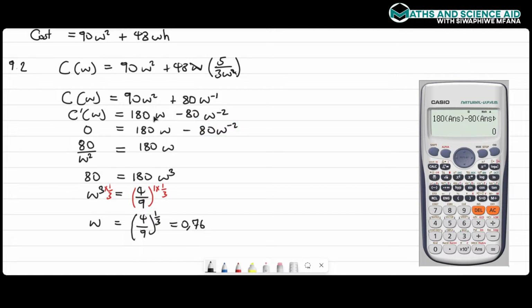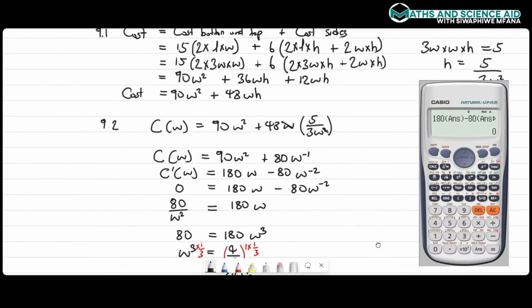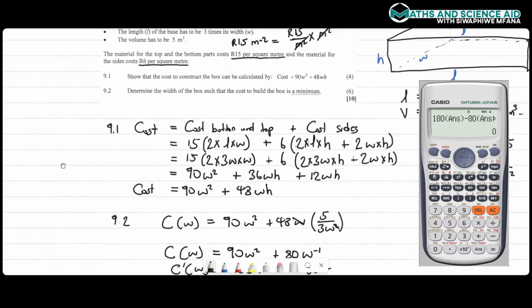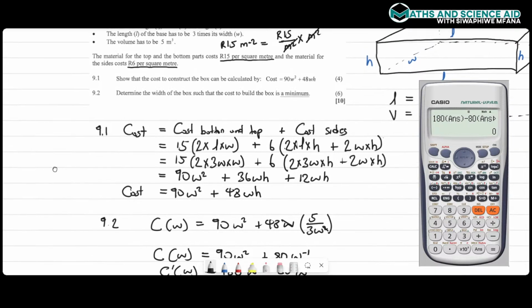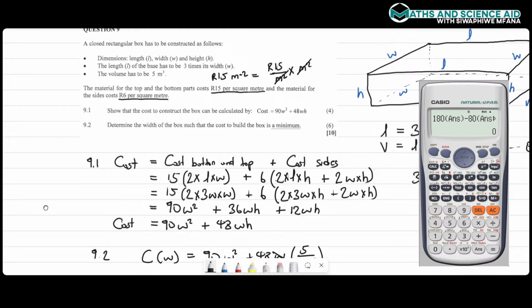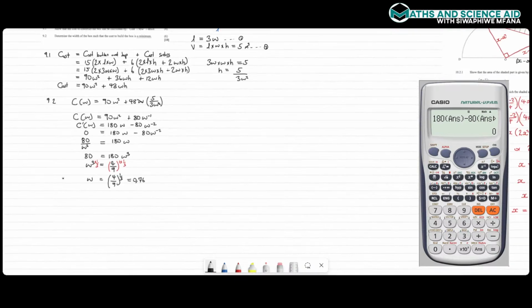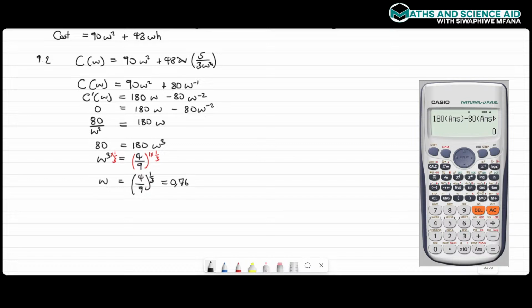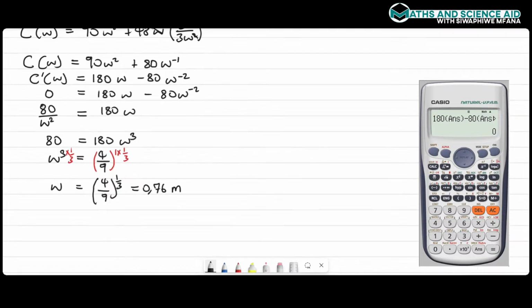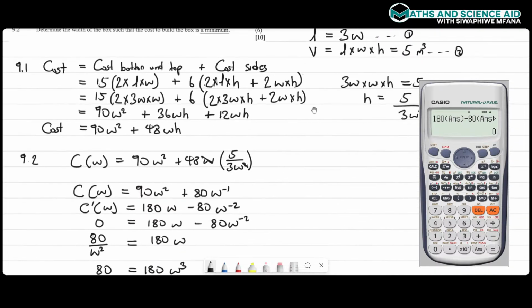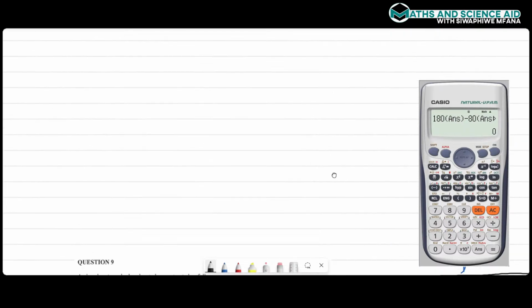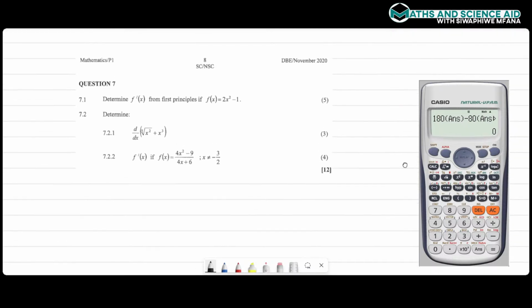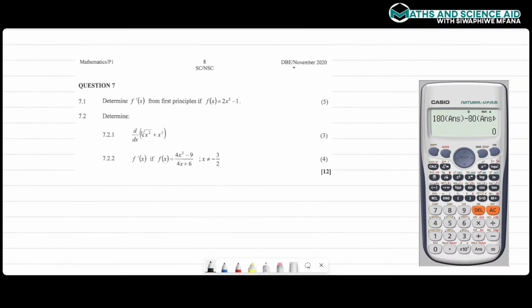I guess what I might have to ask myself is whether or not I made a mistake before that. But I guess maybe this value does make sense. So determine the width. It means that the width of the box must be 0.76 meters. Let me check for you which question paper this is from. I don't know if I had mentioned, but it is DBE November 2020.